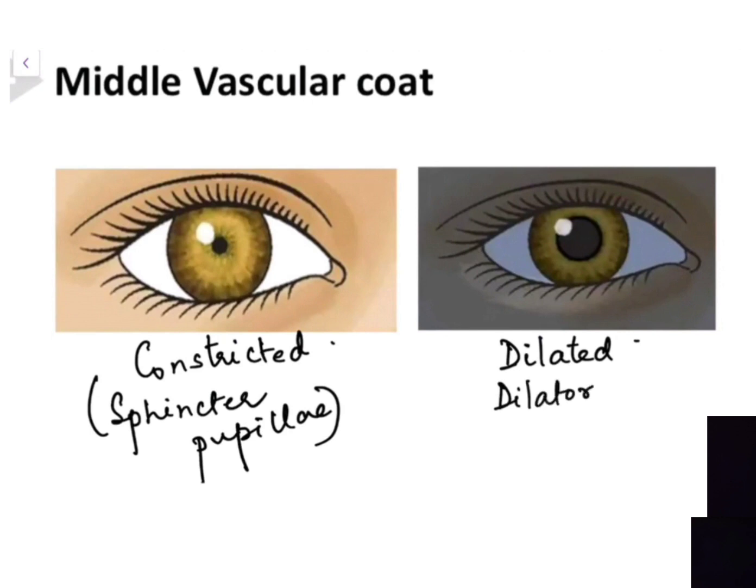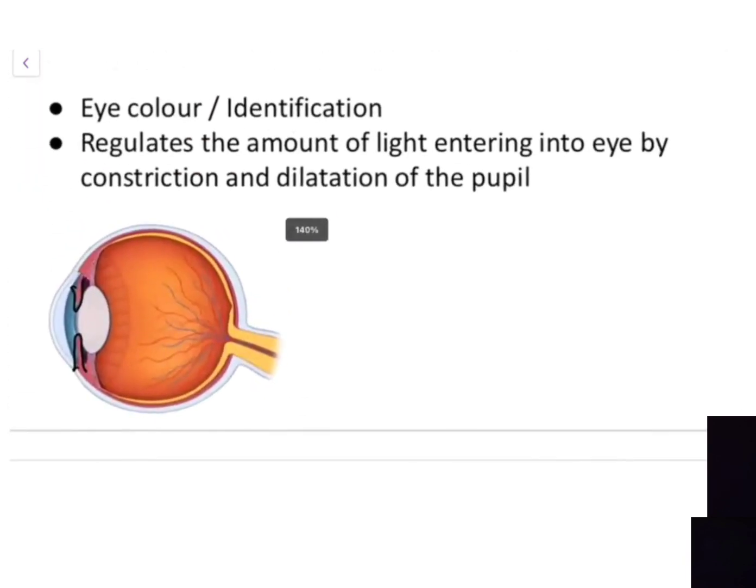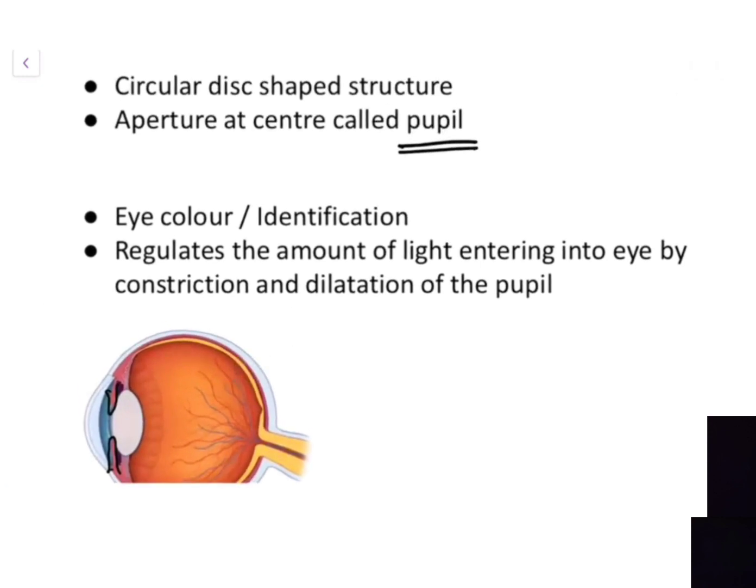So basically this pupillary diameter can be varied. And what is the importance of this? By varying the diameter of the pupil, we can regulate the amount of light that is entering into the eye, with the help of the sphincter pupillae and dilator pupillae muscle. So that is one important function of the iris.